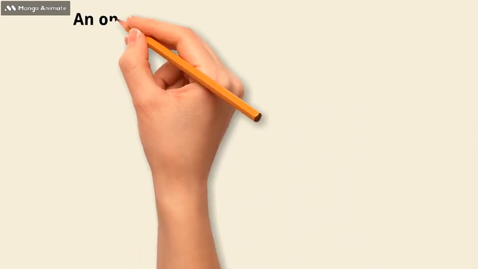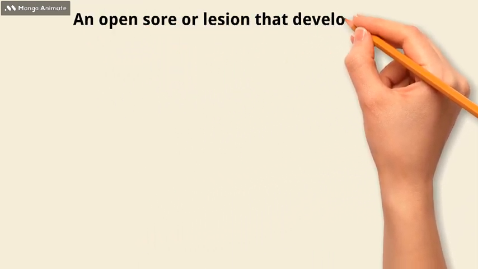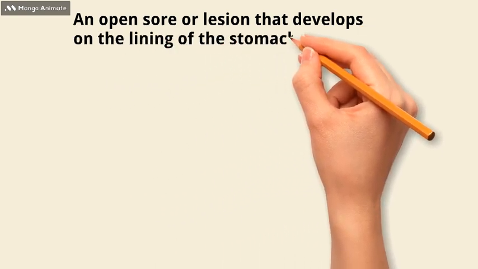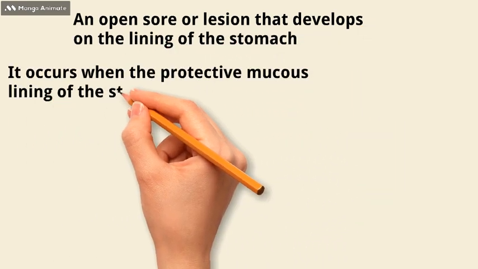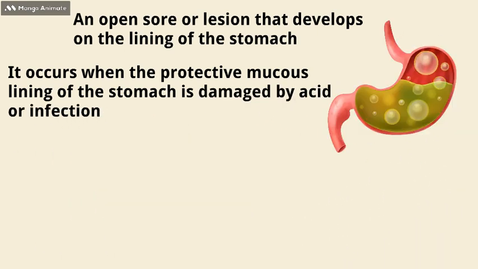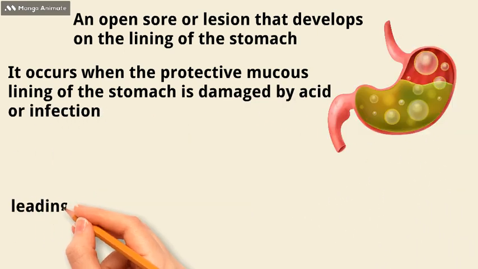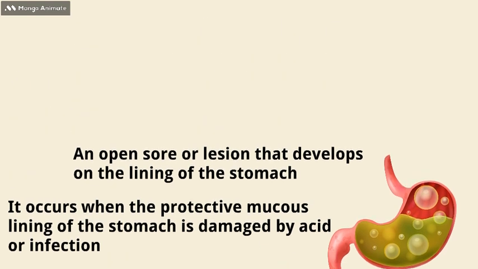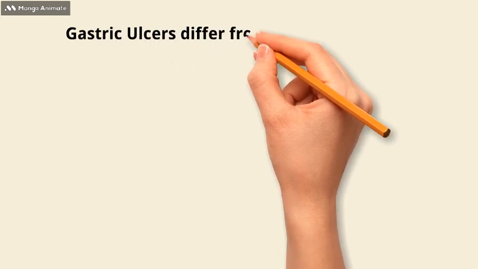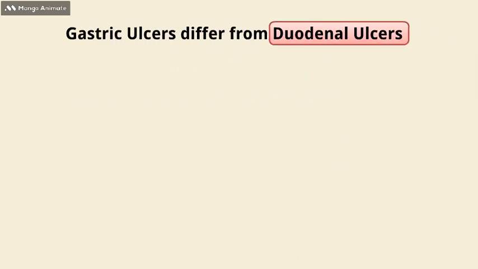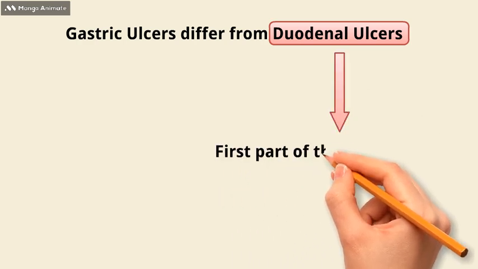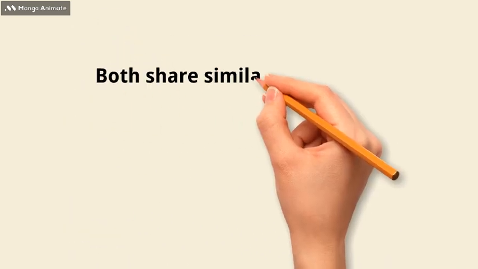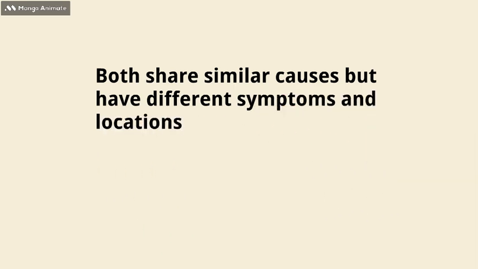A gastric ulcer is an open sore or lesion that develops on the lining of the stomach. It occurs when the protective mucous lining of the stomach is damaged by acid or infection, leading to painful open areas on the stomach's surface. It's important to note that gastric ulcers differ from duodenal ulcers, which occur in the first part of the small intestine. Both share similar causes but have different symptoms and locations.